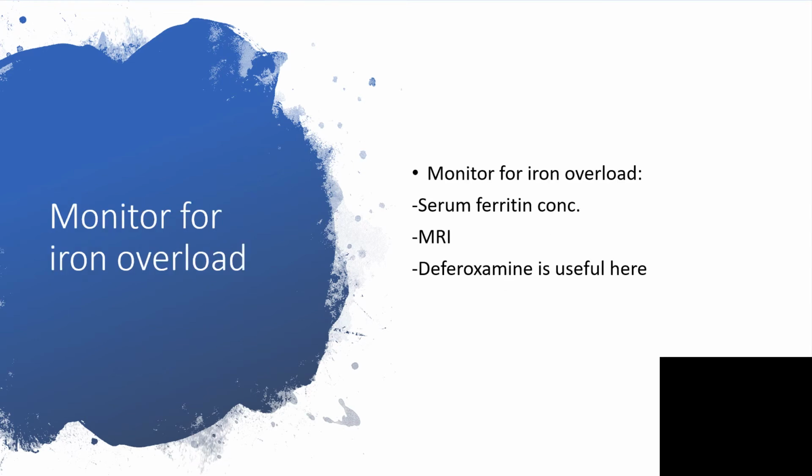You have to monitor for iron overload. Why that? Because with the sickle nature of the red blood cells and the persistent fragmentation, iron is released into the circulatory system, so they can have iron overload and be battling with hemochromatosis. So serum ferritin concentration should be assayed, and of course magnetic resonance imaging, and you get your desferoxamine.